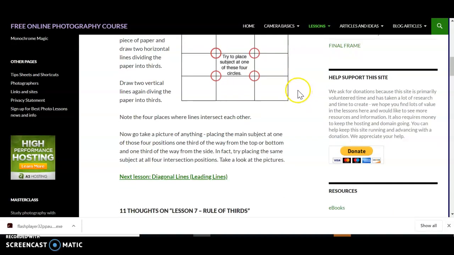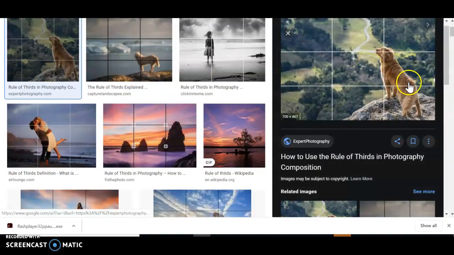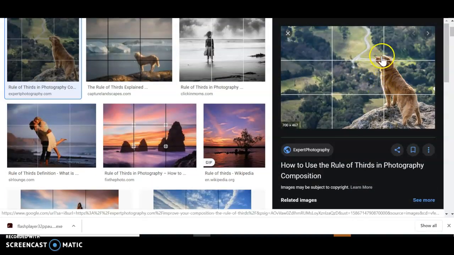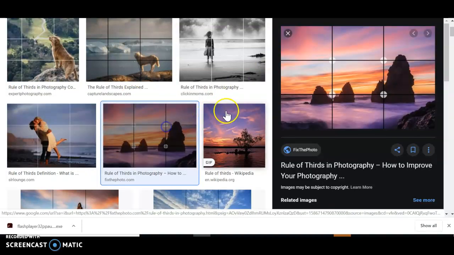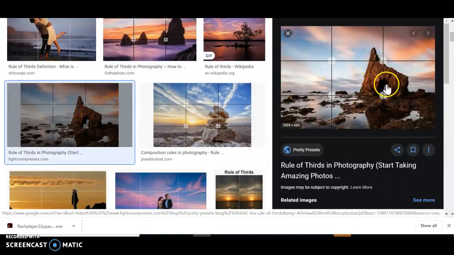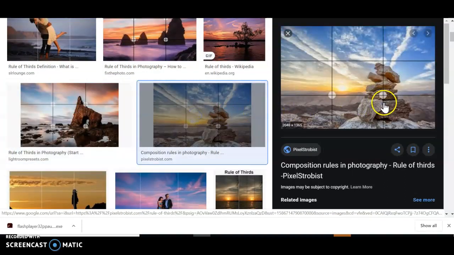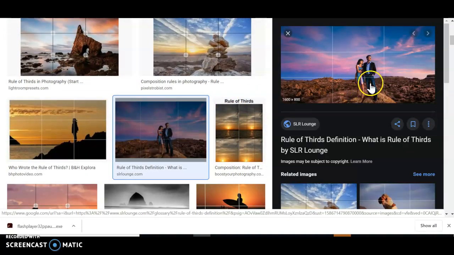So if you wanted to just take a look at the rule of thirds in general, you could type in rule of thirds photography into any kind of search, and you can see that when people use the rule of thirds, they tend to put the central focus point at one of those lines. They tend to make something interesting happen at one of these intersections. It's a little more interesting to use the rule of thirds than to center things, and that's what today's all about. Like, these folks are centered.